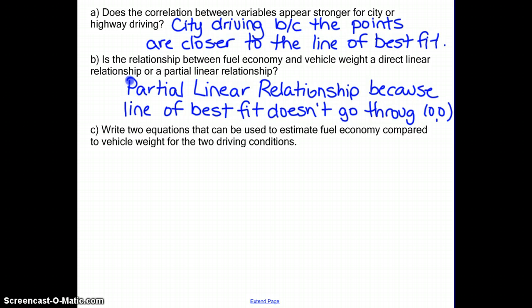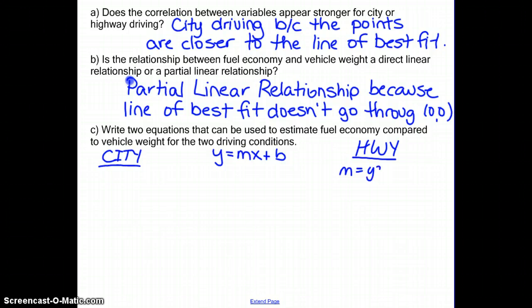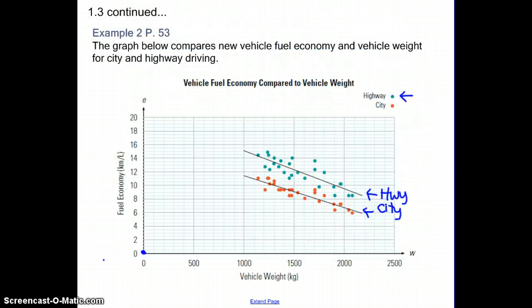Okay, then part C: write two equations that can be used to determine fuel economy compared to vehicle weight for the two driving conditions. To do this, we need two things to plug into our y equals mx plus b formula. We need the slope, which is m, and b, which is our y-intercept. Let's split our page into two, city and highway. I will do the highway one with you, and then you can try the city one on your own. We know that slope equals y2 minus y1 over x2 minus x1, so we need two different points from our line of best fit.